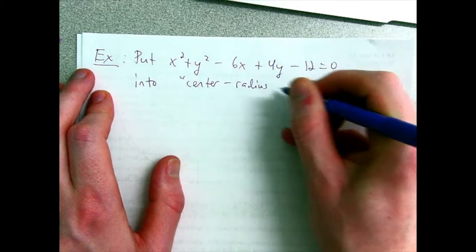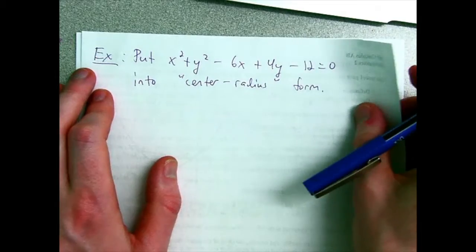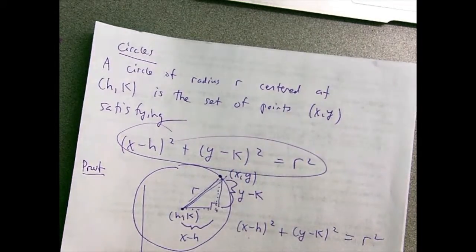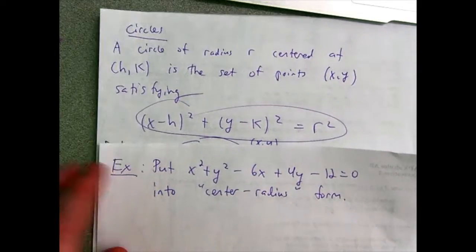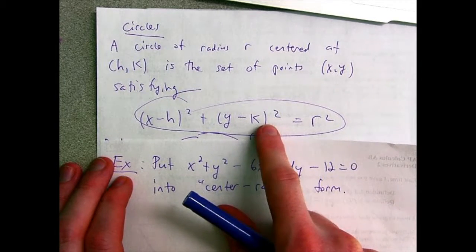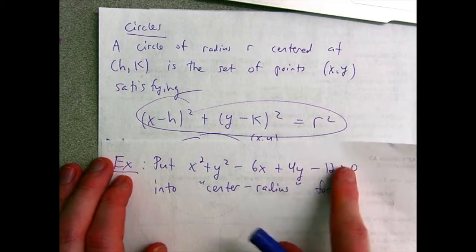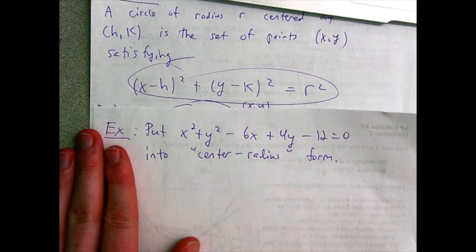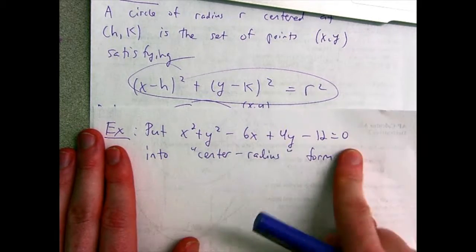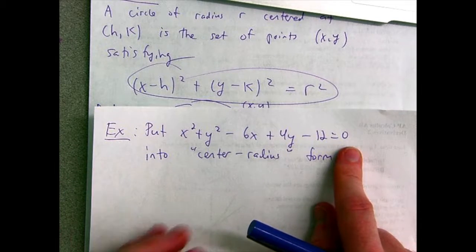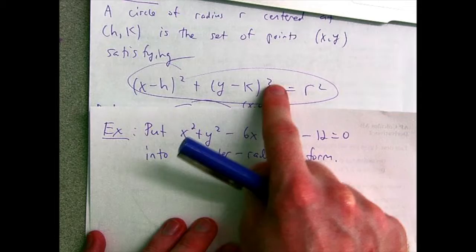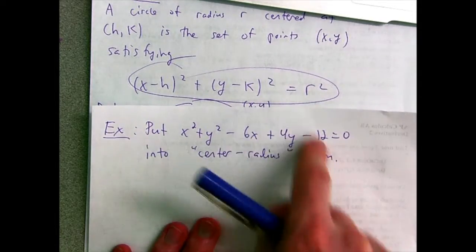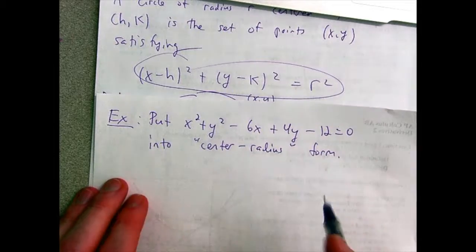So back to circles. Let's consider the following. Put x squared plus y squared minus 6x plus 4y minus 12 equals 0 into center radius form. In other words, make this equation look like the equation for the circle that we just had a moment ago. Now, right now, obviously, this equation doesn't look like this at all, but through completing the square, we're going to make this thing look like this, okay?